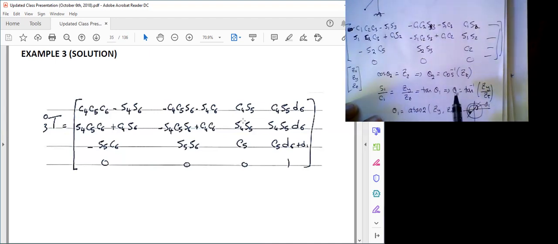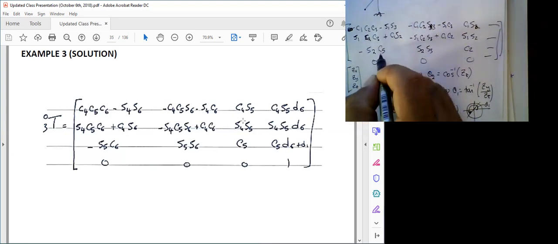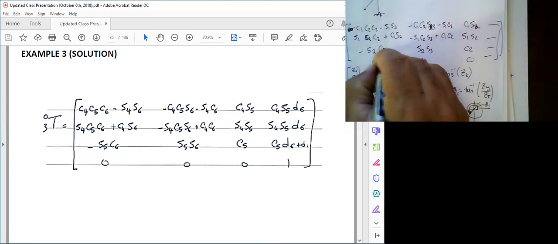All right, deal. So now we found theta 1. How can I find theta 3? Okay, sorry, this guy is cosine theta 3.